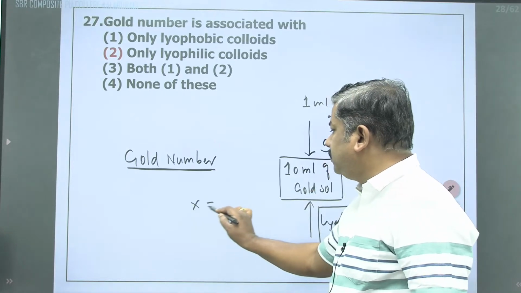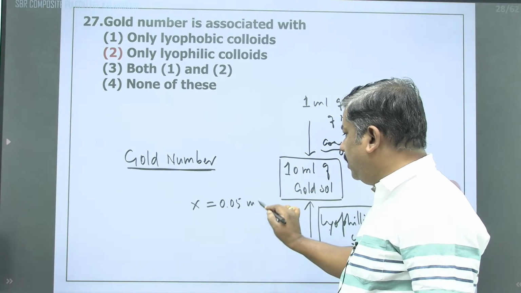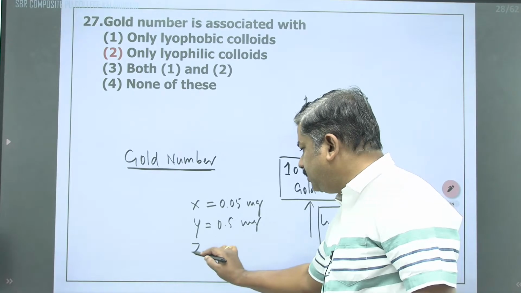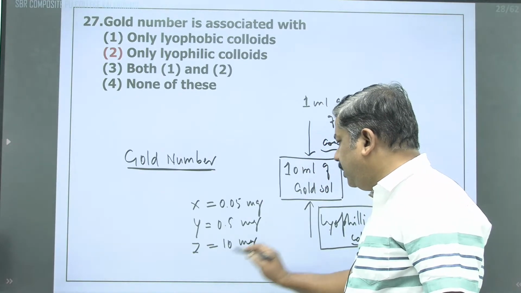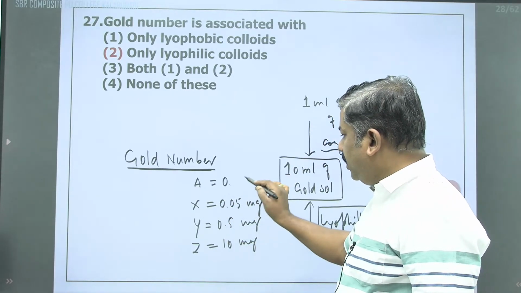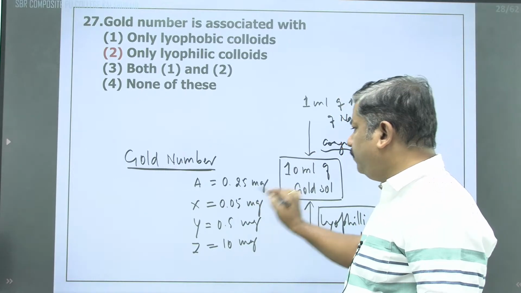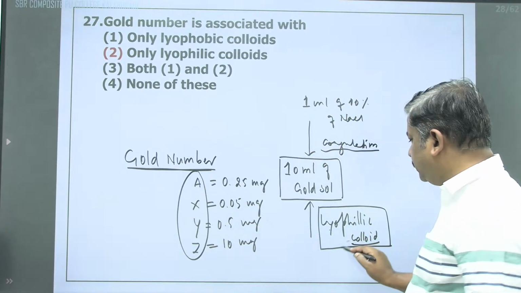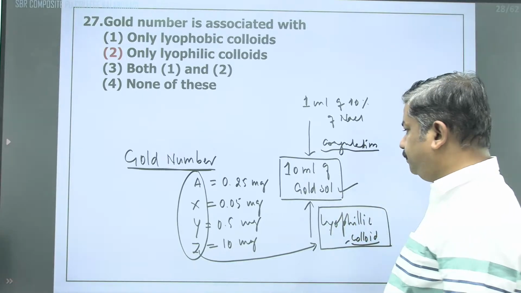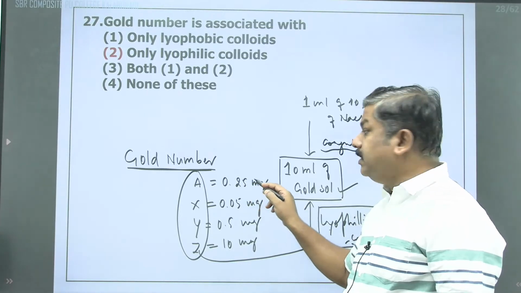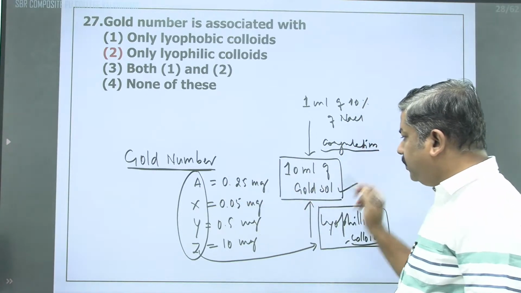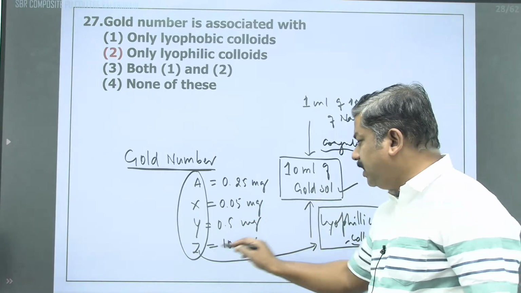Suppose you take different lyophilic colloids, and see which one prevents the coagulation of 10 ml of gold sol. For example, X requires about 0.05 milligram. Y requires about 0.5 milligram. Z requires about 10 milligram, and another substance A requires 0.25 milligram. Out of these 4 colloidal substances, the lyophilic colloids prevent the coagulation of the lyophobic colloid, that is gold sol. When 0.25 milligram of A is added, it prevents coagulation. X requires 0.05 milligram, Y requires 0.5 milligram, and Z requires 10 milligram.